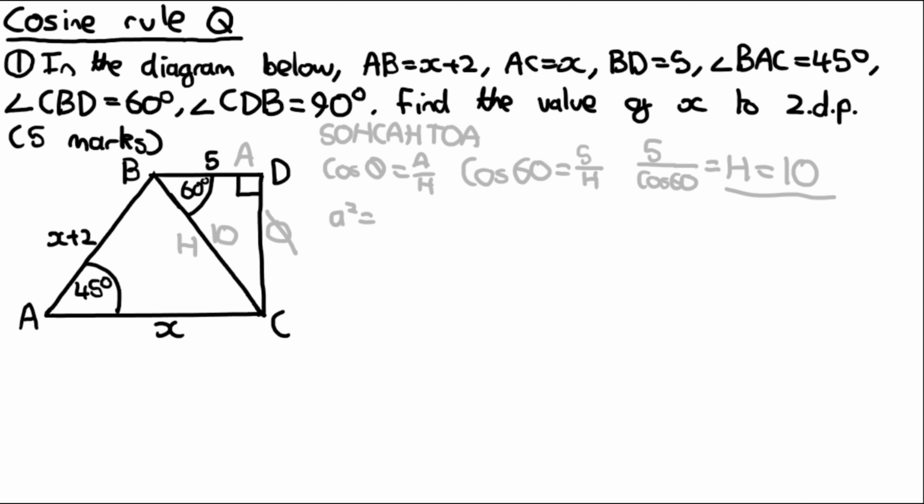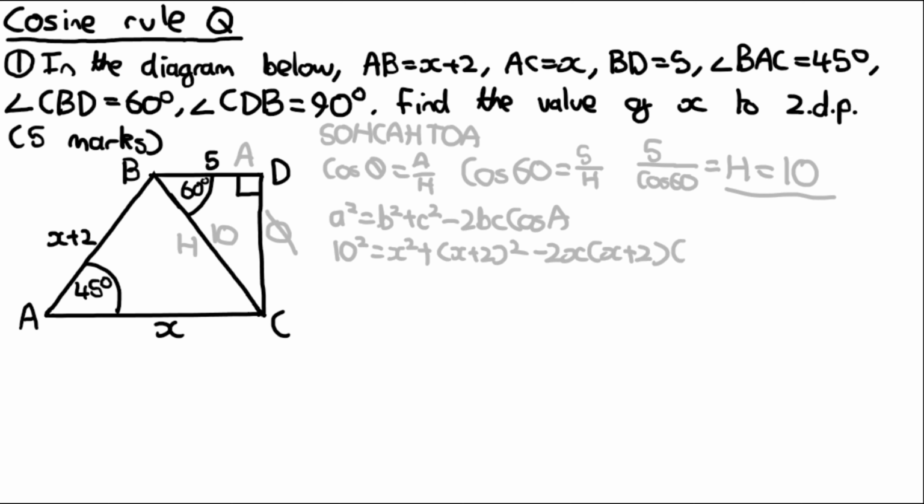A squared is equal to B squared plus C squared minus 2BC cos A. This is the angle and this is the opposite side, so therefore that's going to be the little a and the big A. So it's going to be 10 squared is equal to, remember the order of B and C doesn't matter, so I'll just do x squared plus x plus 2 squared. We're using these two sides here, minus 2b, which is x, and then it's going to be x plus 2 cos 45. We can do a lot of simplifying here.